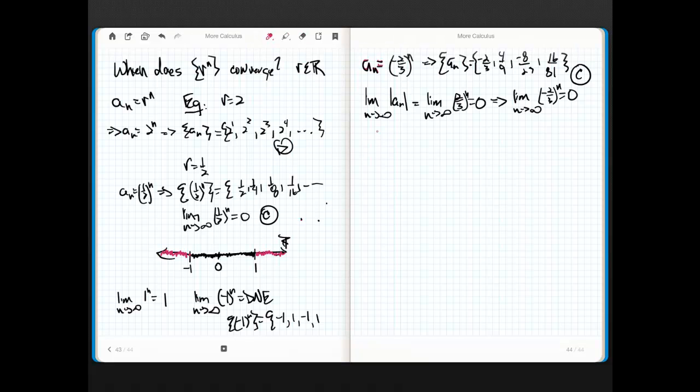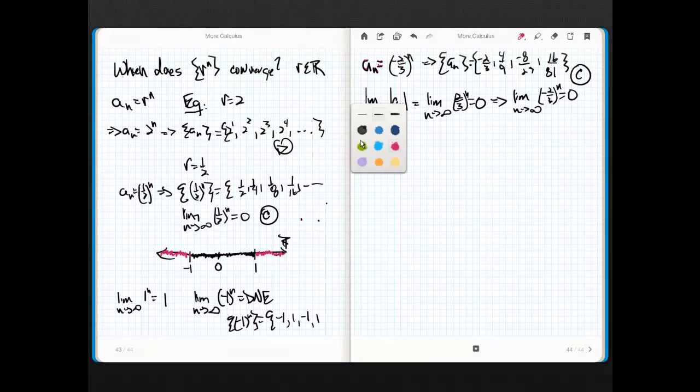All right, so let's write up just a little rule. It's not a bad rule to put in your notes. Wink, wink, nudge, nudge. You might see it again. I know that r to the n converges when, really, when?